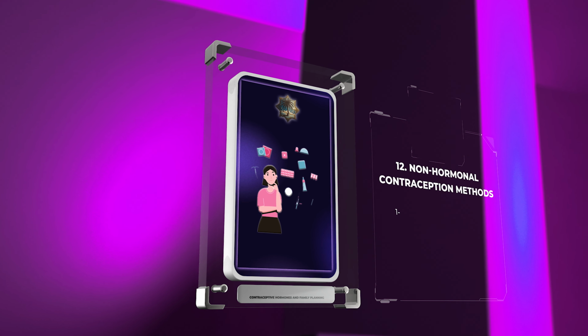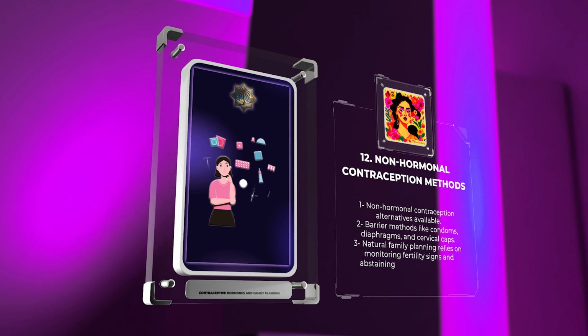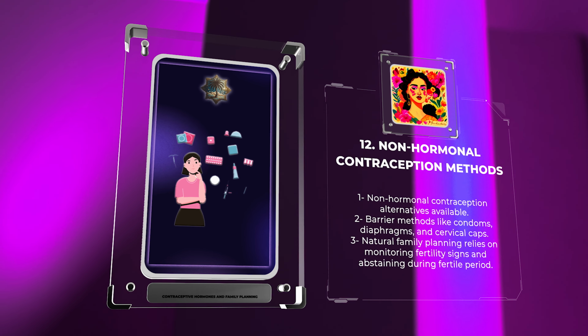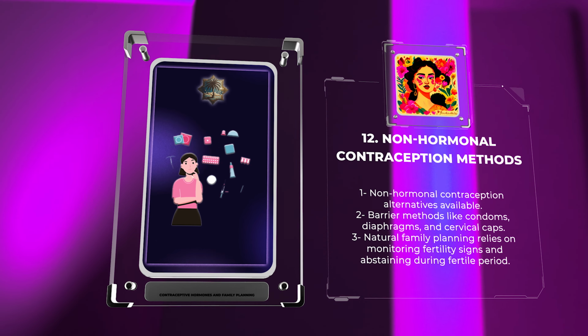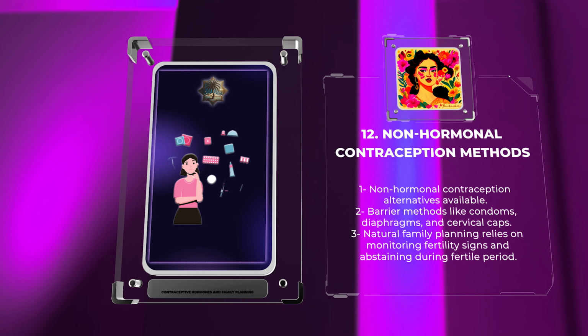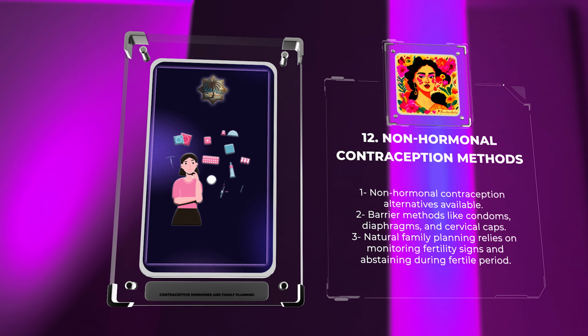For individuals who prefer non-hormonal contraception or cannot tolerate hormonal methods, various alternatives are available. These include barrier methods like condoms, diaphragms, and cervical caps, as well as natural family planning techniques that rely on monitoring fertility signs and abstaining during the fertile period.